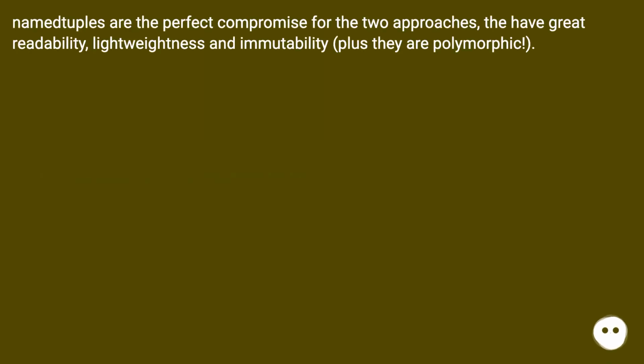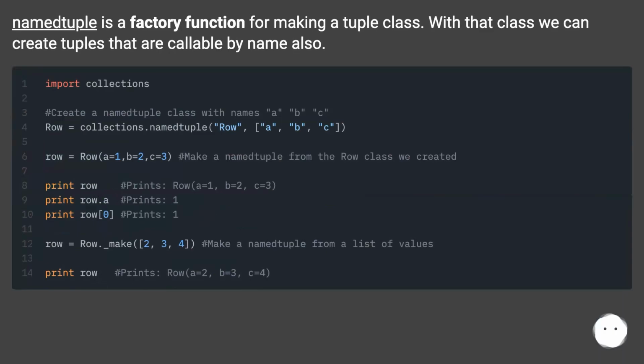Named tuples are the perfect compromise for the two approaches. They have great readability, lightweightness, and immutability, plus they are polymorphic. namedtuple is a factory function for making a tuple class. With that class we can create tuples that are callable by name also.